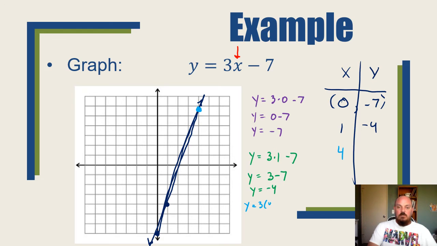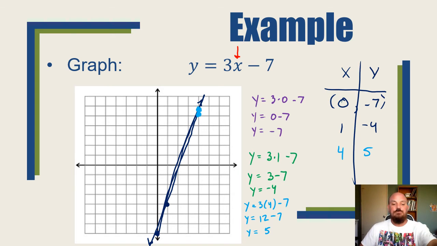I'm going to have 3 times 4 minus 7. 3 times 4 is 12, and 12 minus 7 is 5. So that should be the point 4, 5. 1, 2, 3, 4, 1, 2, 3, 4, 5. Yeah, I was about here. I was close. But you see, it only took 2 points. When you're graphing a line, if you have 2 points, you can just draw the line and you've got it. But I did one more point just to test to make sure I was right. And yeah, I got a point right on that line.